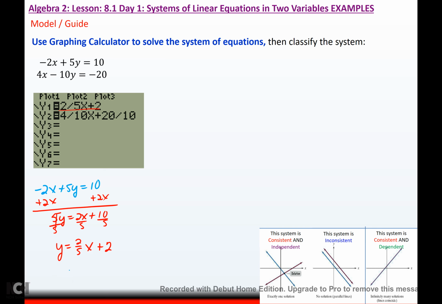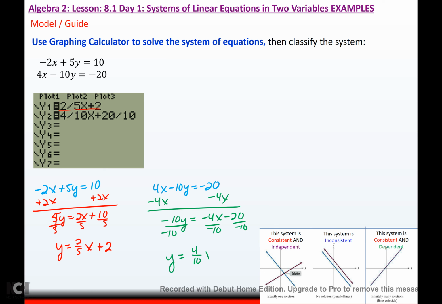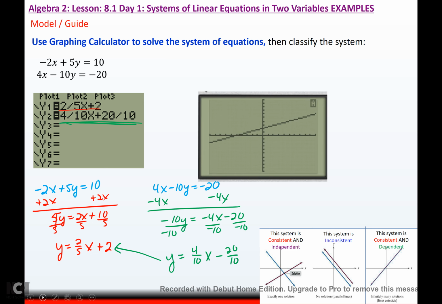Now, when you do y2, 4x minus 10y equals negative 20. I'm going to subtract 4x. Negative 10y equals negative 4x minus 20. Divide by negative 10, and if I don't reduce, I get 4/10 x minus 20/10. If I reduce, it's going to be exactly the same as the first. I didn't reduce it so I could show you that even though these equations look different, when I hit graph, I only get one line. What does that mean? It means these two equations are the same line.